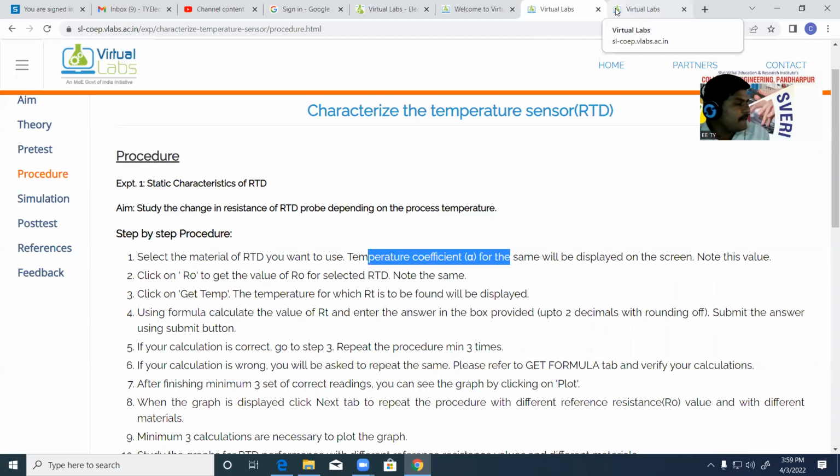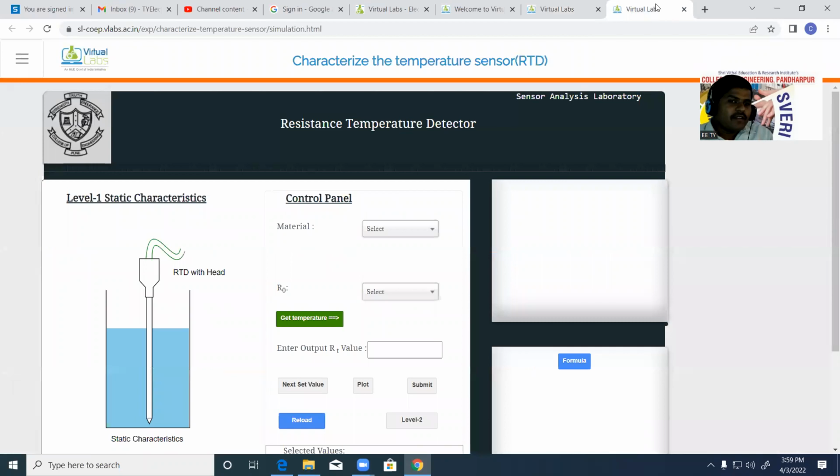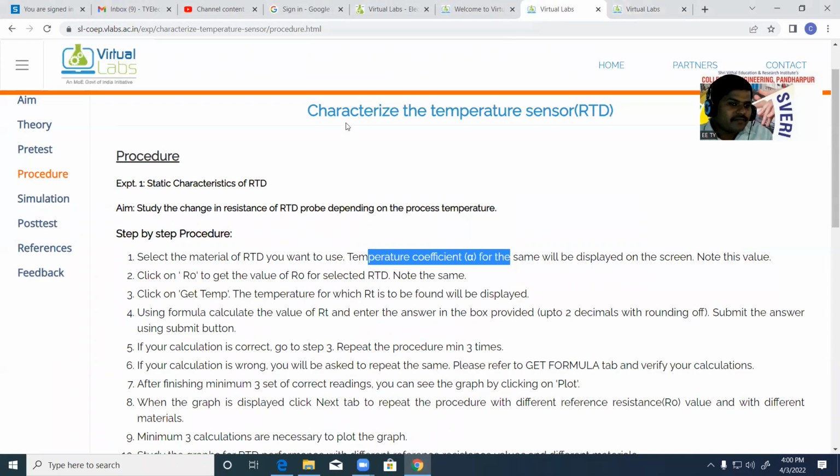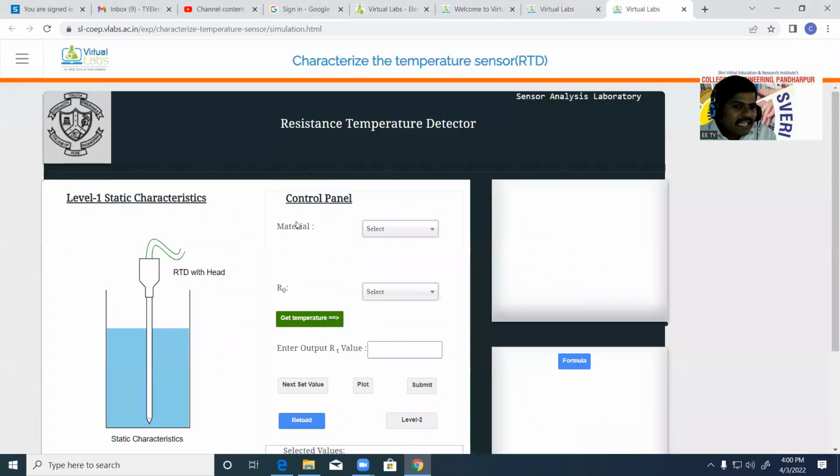Start the simulation. What is the first step? The first step is to select the material of the RTD you want to use. We have discussed a number of materials. In that control panel we are selecting one material. Suppose we are selecting platinum. Platinum, copper, nickel and balco materials are given. So we are selecting platinum.